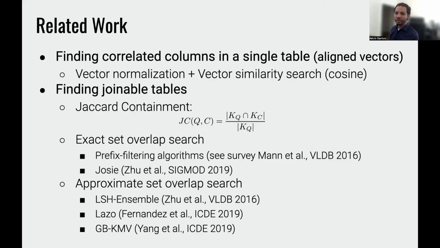There are algorithms that solve this problem exactly. For example, we have many prefix filtering algorithms, and recently, Josie is one algorithm that has been proposed for this setting where we have large tables. We also have some approximate solutions for this search. For example, LSH Ensemble, Lazo, and KMV are all approaches that try to approximate the results.